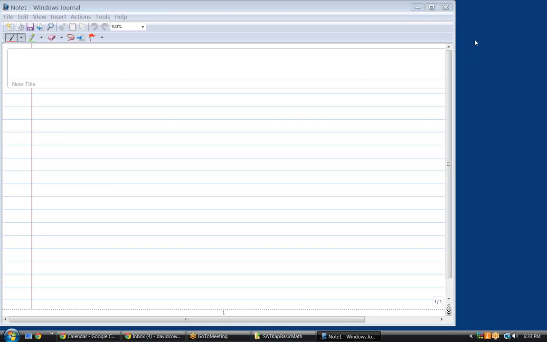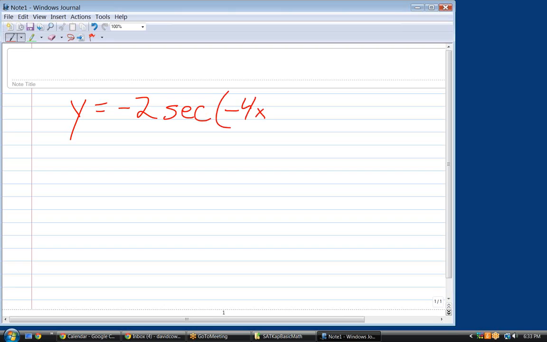Find the, write out how it was transformed, give the domain and the range, and then do a little graph. So my first one says -2 secant, and then inside the parentheses, -4x. So that's what I got.